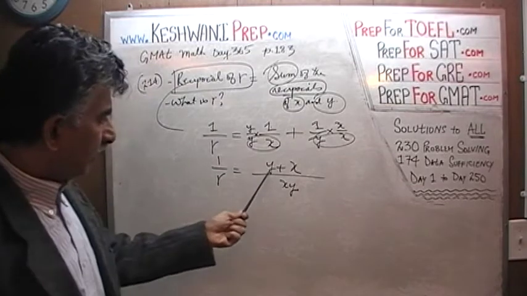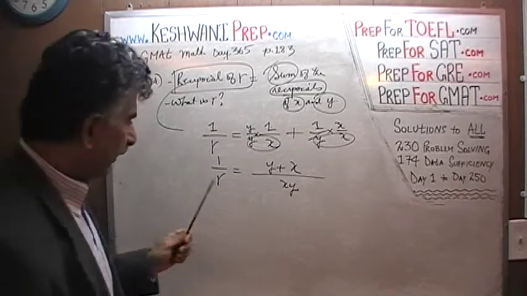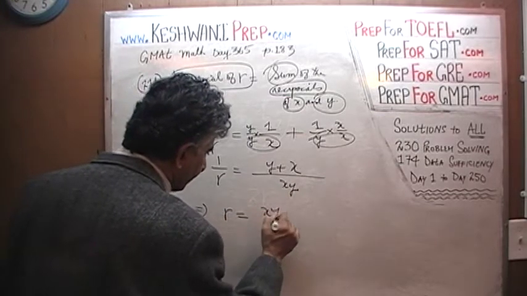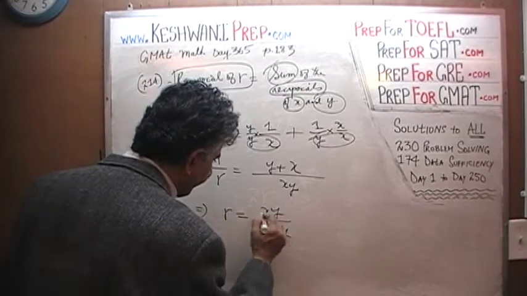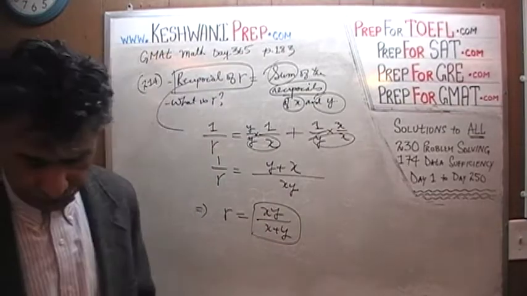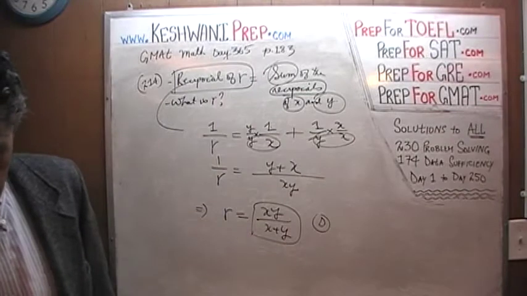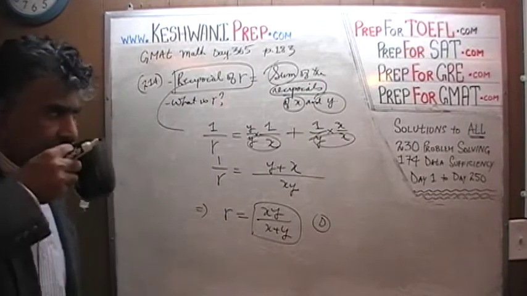If 1 over R equals (X plus Y) over (X times Y), that implies that R must equal the reciprocal of this quantity, which is (X times Y) over (X plus Y). And that's our answer. That's answer choice D. Let's go on to the next one, number 215.